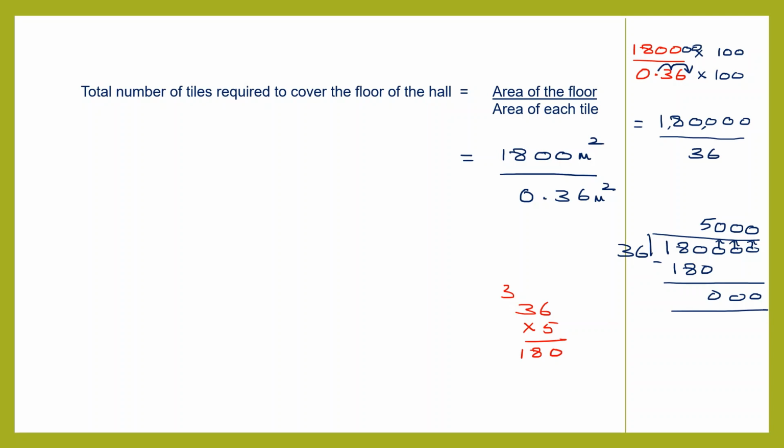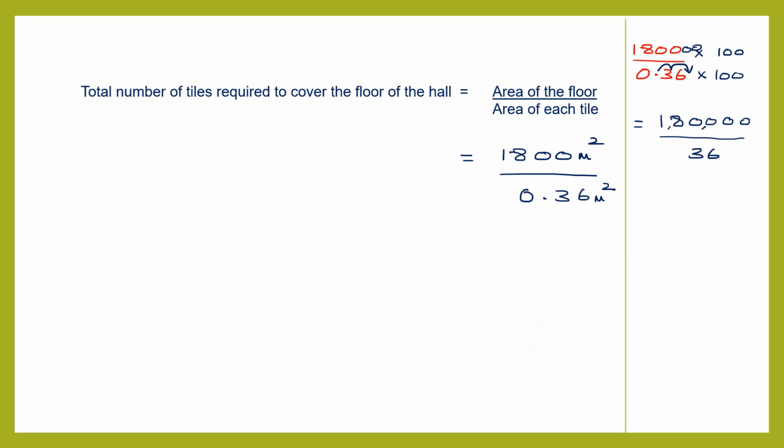So what do we have there? 5,000. So this is equal to 5,000. And what does this stand for? 5,000 is the total number of tiles required to cover the floor. So the number of tiles required to cover the floor we have found to be 5,000. So 5,000 is our final answer.